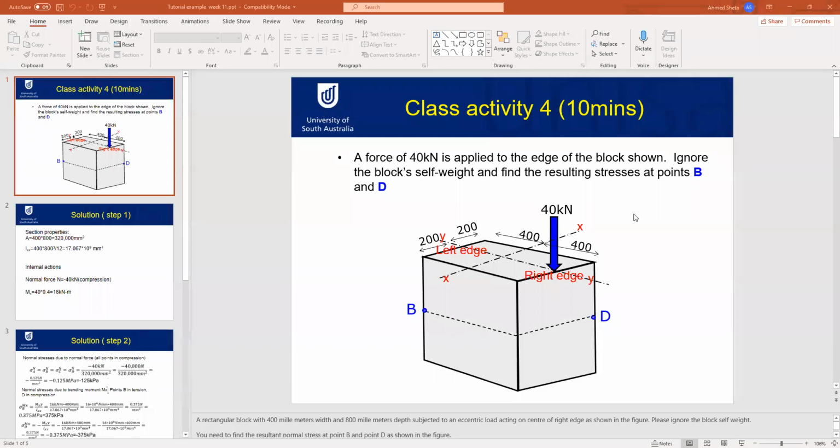And as you see, we have a block and some loading on the block. And we need to find the stresses at point B and D. Okay.